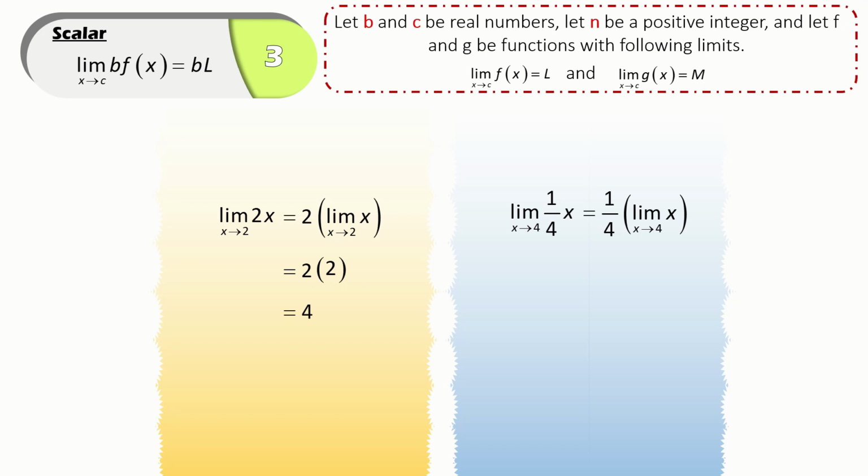To continue, apply the identity property to the limit of x as x approaches 4. Next, take the product of 1/4 and the limit, which is 4. The product is 1. Thus, the limit of 1/4 x as x approaches 4 is 1. This means when the x value is getting closer to 4, the function 1/4 x is getting closer to 1.